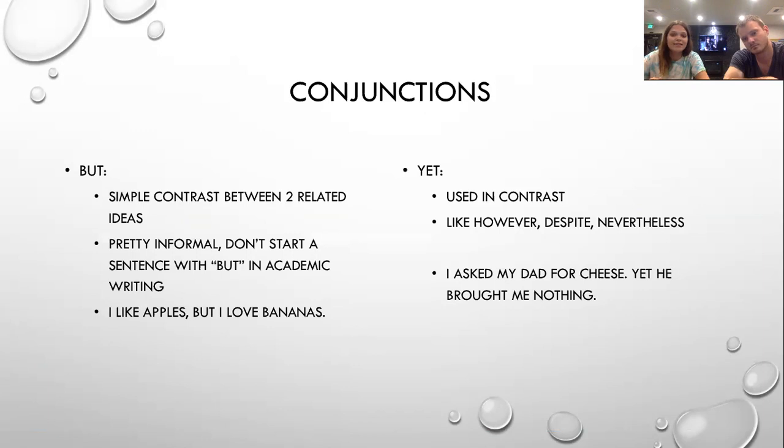Then we have yet, which is used in contrast, like however, despite, or nevertheless, which we'll come to later in this lesson. For example, I asked my dad for cheese, yet he brought me nothing.